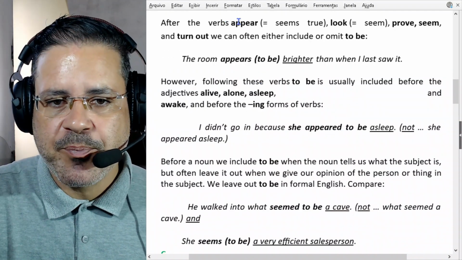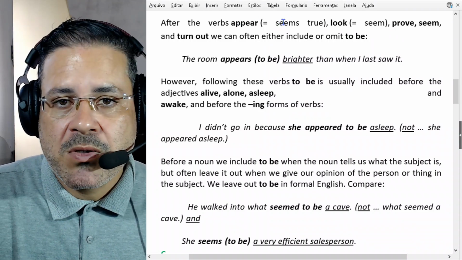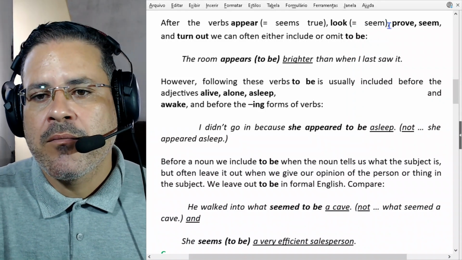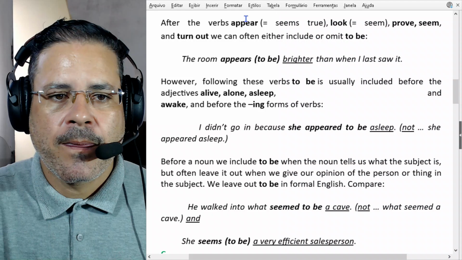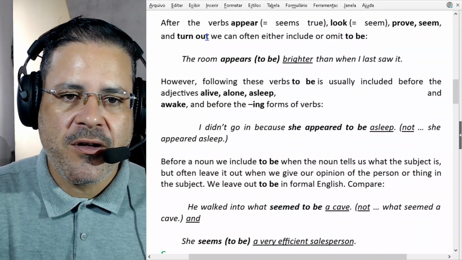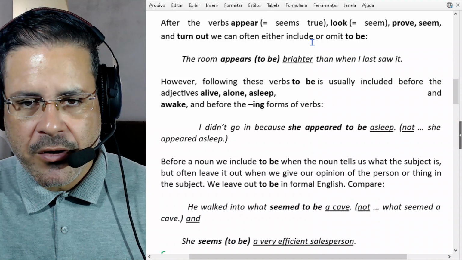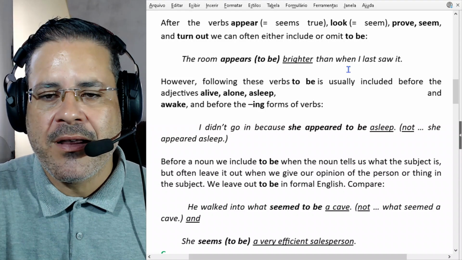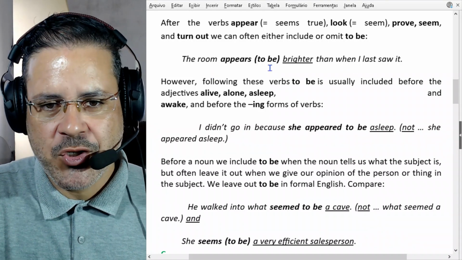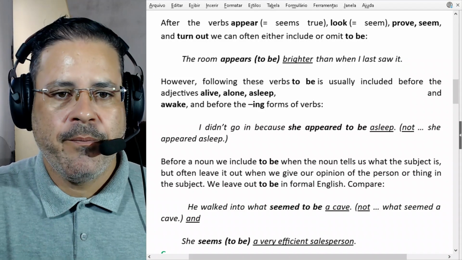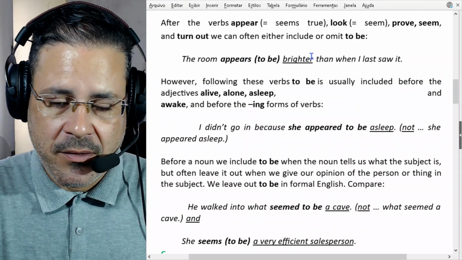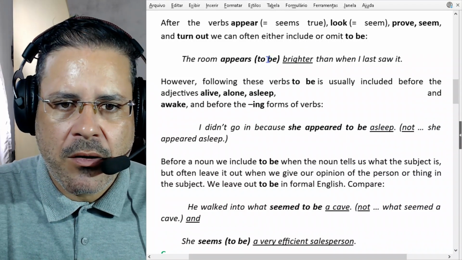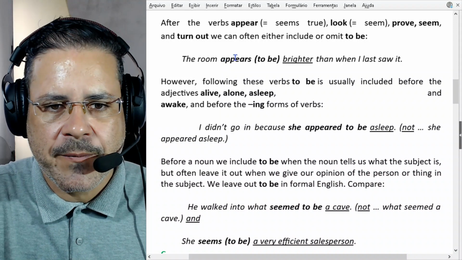After the verbs appear, meaning seems true, look, meaning seem, prove, seem, and turn out, which is a phrasal verb, we can often either include or omit to be. For example, the room appears to be brighter than when I last saw it. Or the room appears brighter than when I last saw it. We can include or omit to be in that case.